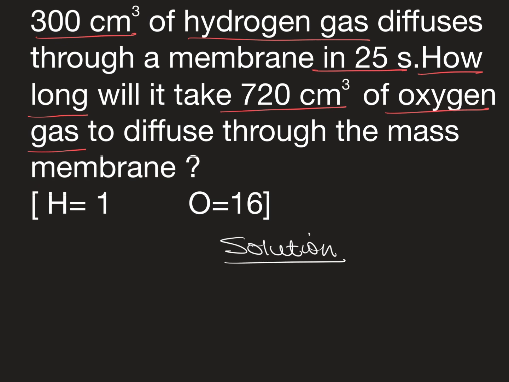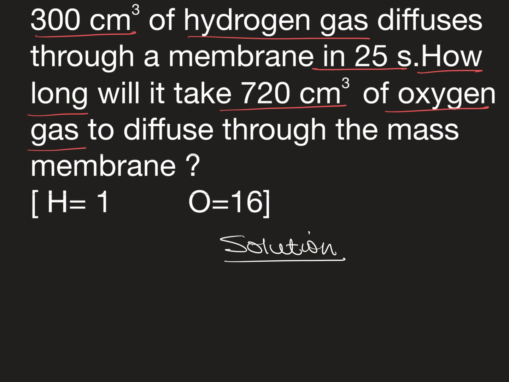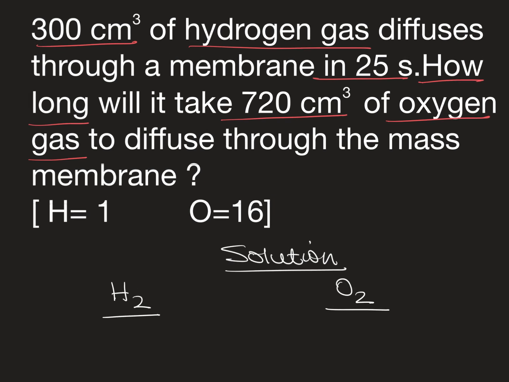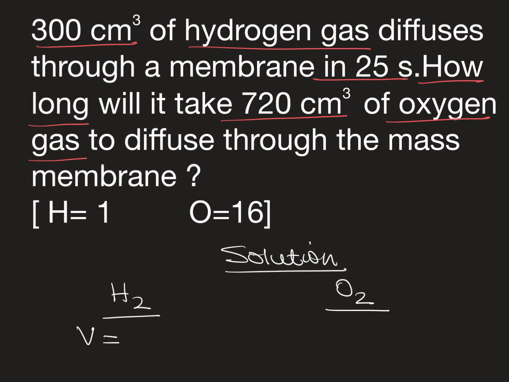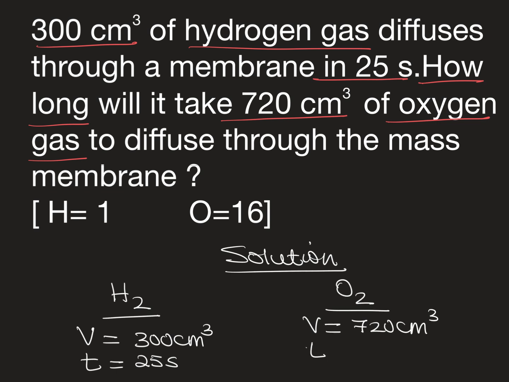Here we are dealing with two gases. We have hydrogen gas and oxygen gas. The volume that is given for hydrogen gas is 300 centimeter cube that diffuses in 25 seconds. The volume that is given for oxygen gas is 720 centimeter cube, and we are asked to determine the time it will take to diffuse through the same membrane.